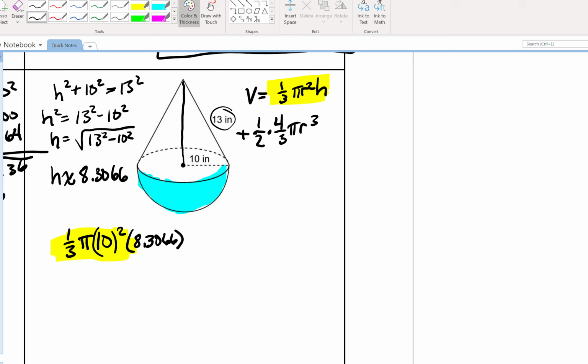I think I'll put it all in my calculator all at once. So then I'm going to put plus 1 times 4 is 4, and 2 times 3 is 6. So I got 4/6 pi, and then r we know is 10, so that's 10 cubed. And I'm going to write that. That's the other part of this. Oh, right, we've already taken the half. And so we've got 4/6 pi times 10 cubed. And then I can put that all on my calculator.